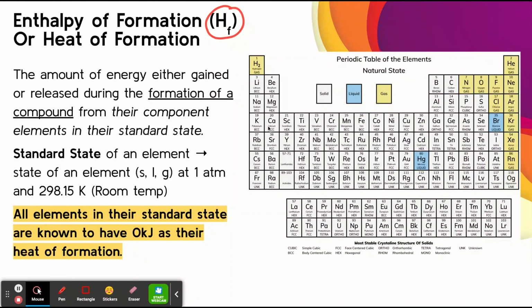So if this is how they naturally occur, sodium is naturally a metal or a solid at room temperature and atmospheric pressure. Bromine is naturally a liquid. Xenon is naturally a gas. We can set that to be 0 kilojoules as their heat of formation. Okay, as in no energy needs to be absorbed or released to make that element in that state, to get that element into that state.